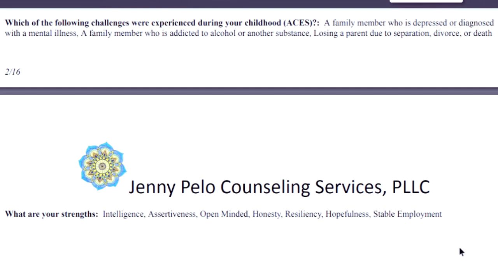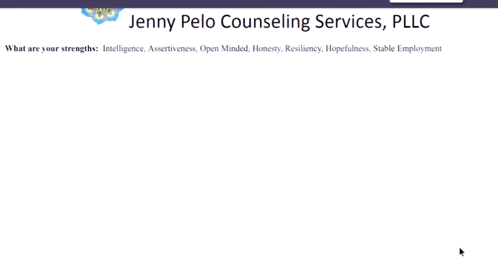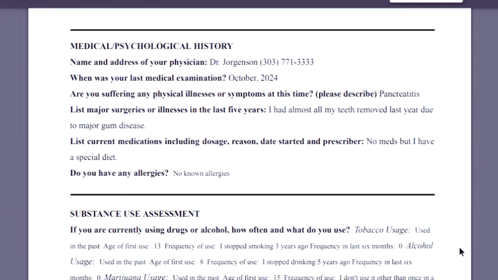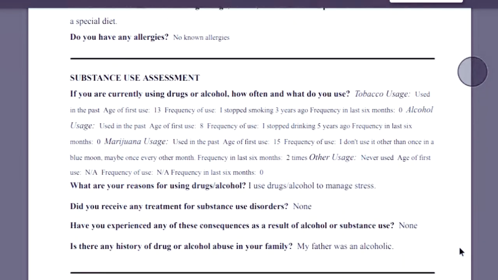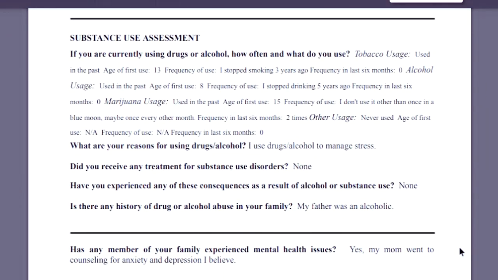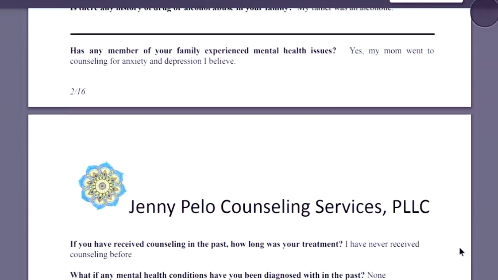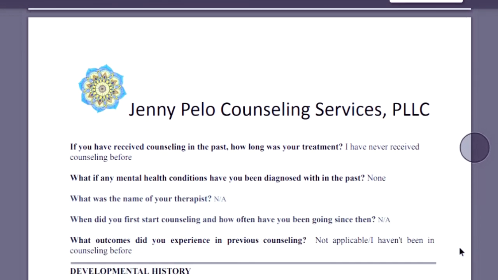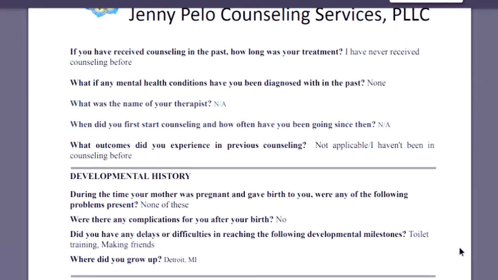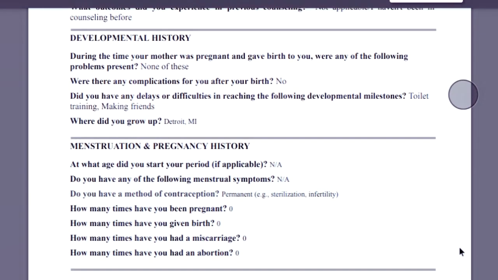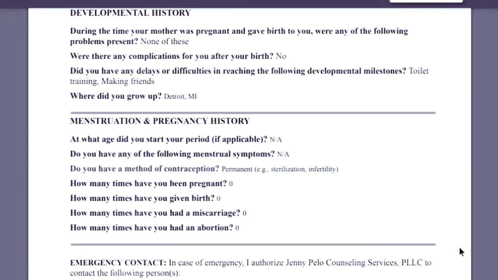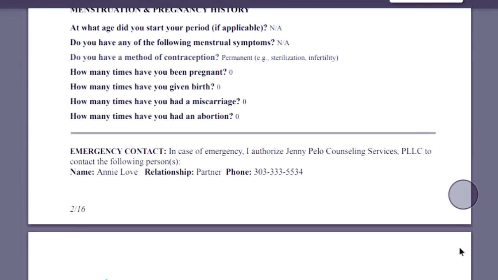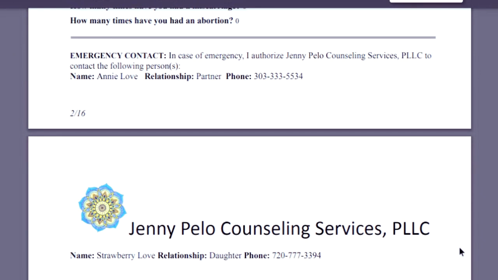The ACEs. And Toby's strengths, and then the medical history, substance use information, and mental health information. And then the last little parts are developmental information, menstruation, pregnancy history, emergency contact information.